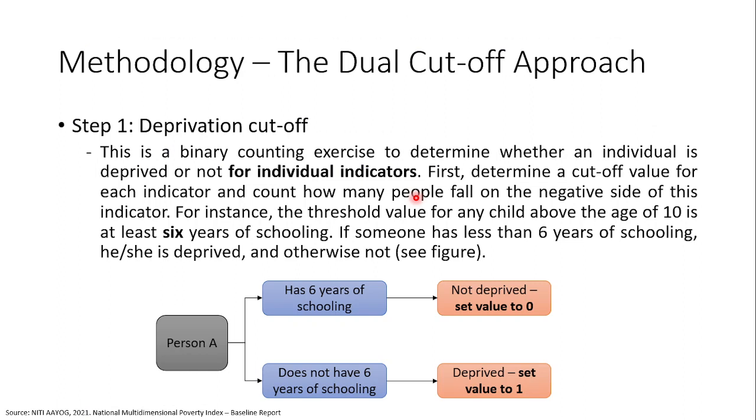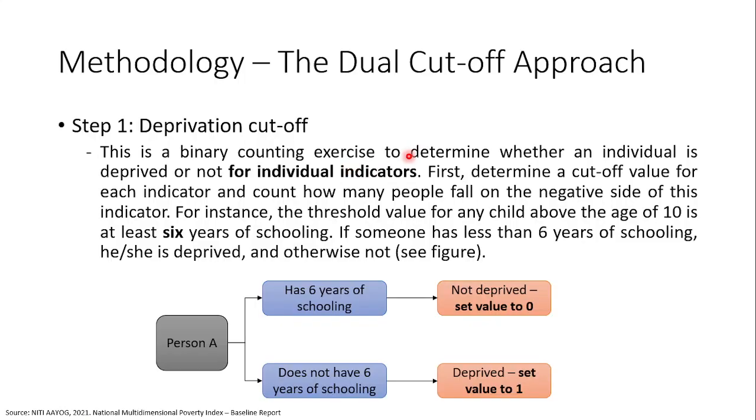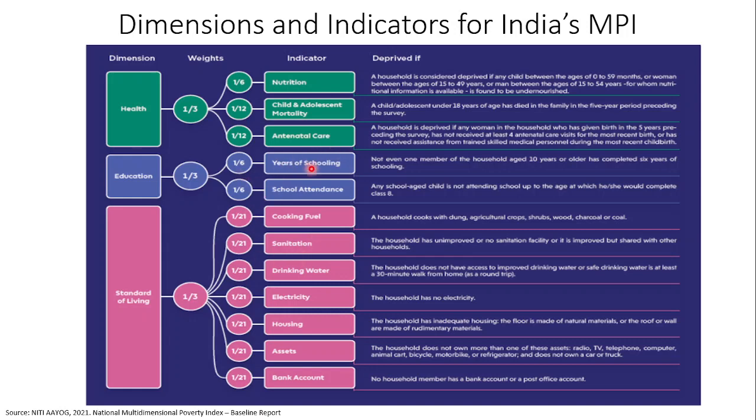So what is the methodology that they are using? There is something called the dual cutoff approach. I'll explain what that is. You have these 12 indicators. Let's say, for instance, years of schooling. I say that the threshold value for any child above the age of 10 is at least 6 years of schooling. Suppose there is someone who is 12 years of age, who has only 1 year of schooling, or has not gone to school at all. Then he or she is deprived in that indicator, that is, years of schooling.